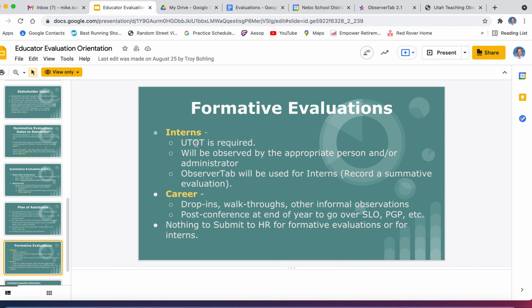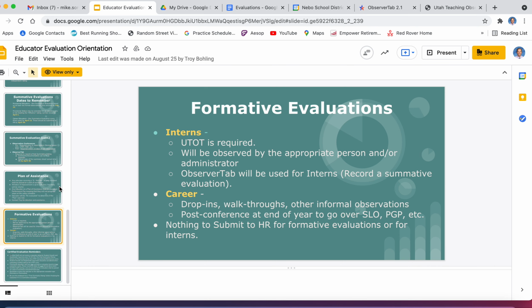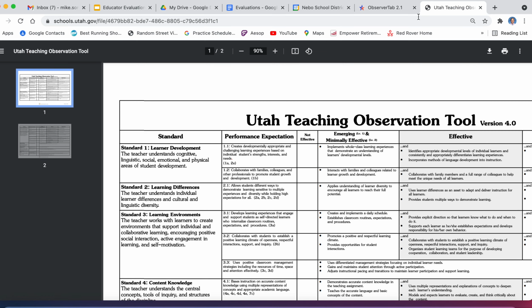So interns, the UTAUT is required, and they will be observed by the appropriate person and/or administrator. Interns get observed multiple times throughout the year. So I'll work with them as this year goes on. And again, you can find the Utah Teaching Observation Tool online. Just Google it. I can get hard copies. And if you don't have the booklet, I can get you a booklet as well that breaks down the standards even more.